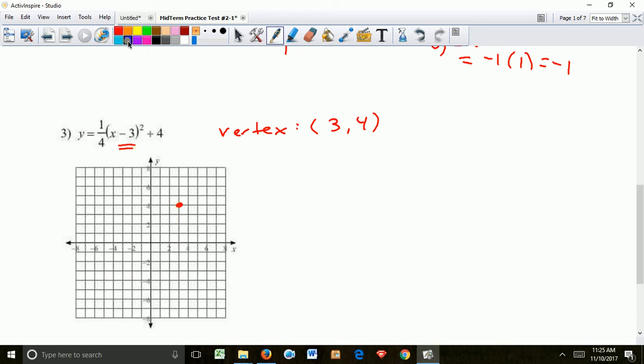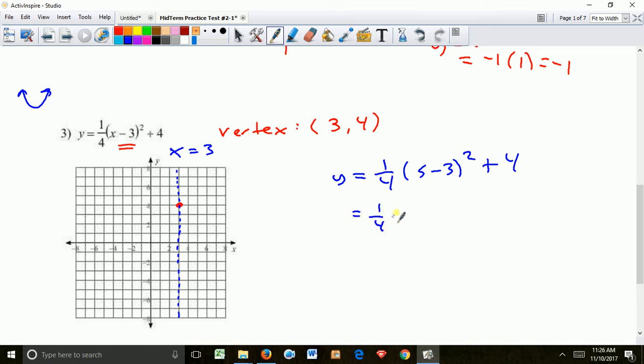Your axis of symmetry is going to go through the vertex. So now we have x equals 3 as your axis of symmetry. The parabola will open upward. We do need another point. Just for the heck of it, we could plug in 5 for x and see what happens. If you take 5 minus 3, you get 2. 2 squared is 4. You get 1/4 times 4 plus 4, and you get 5.